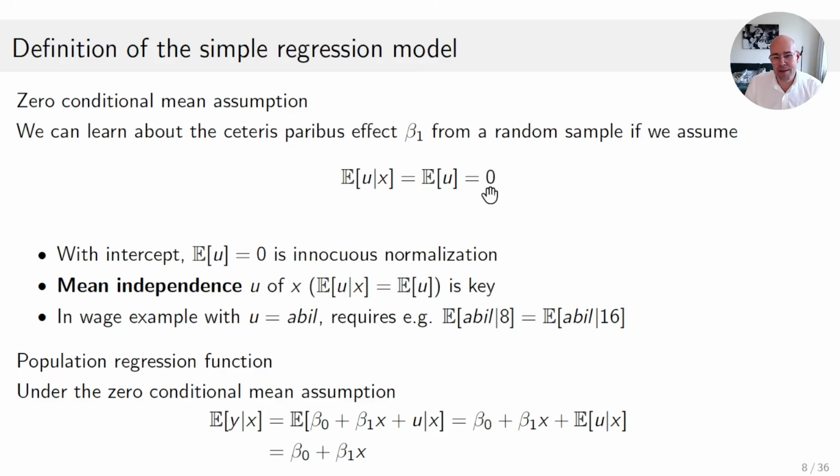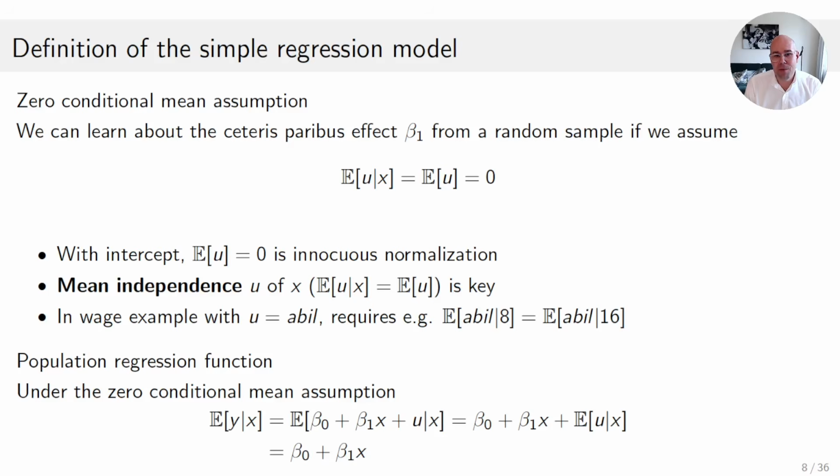Or let's look at this second equality. So the expectation of the error term equal to 0, that is called here an innocuous normalization. So what does that mean? It means that it's not really a strong assumption. We have written down a regression equation. That regression equation is y is beta naught plus beta 1 times x plus u.